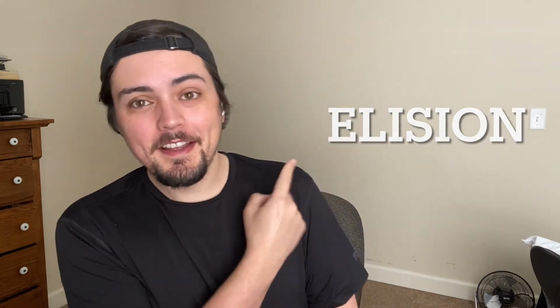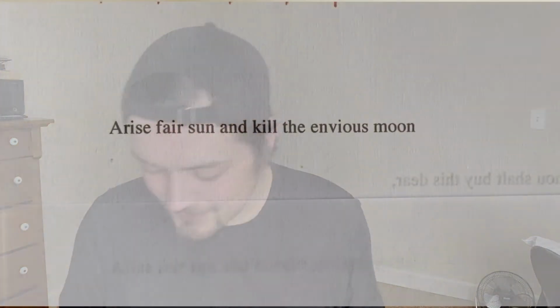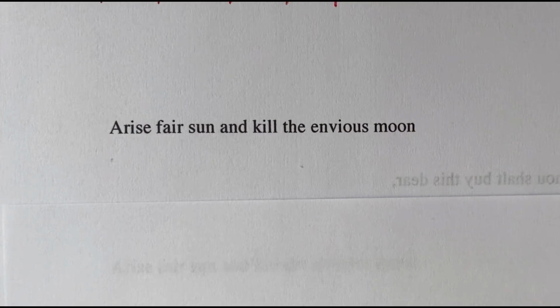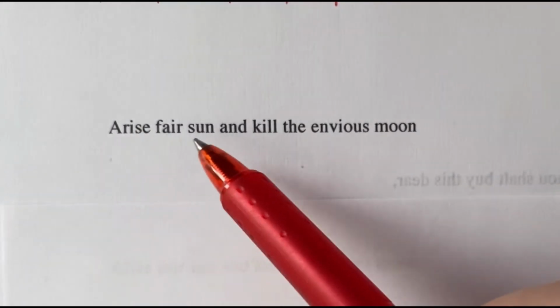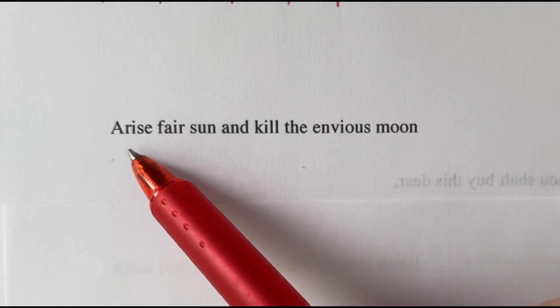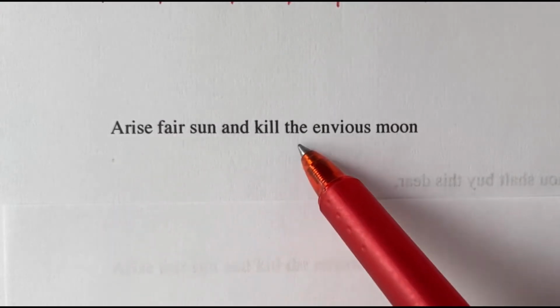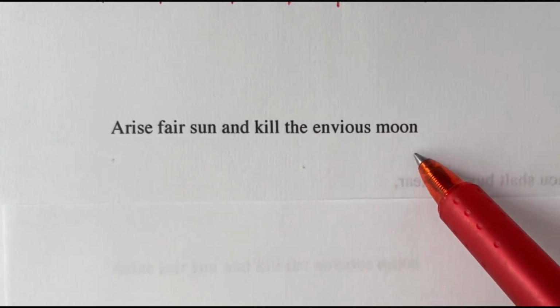The first way we can do this is what's called using an elision. An elision is just the process of leaving out a syllable from a word, and Shakespeare uses this quite a lot. Let's take a look at that same line, arise, fair sun, and kill the envious moon, for a closer look. Okay, so here is our line of verse. As you can see, we have 11 syllables here. Arise, fair sun, and kill the envious moon.